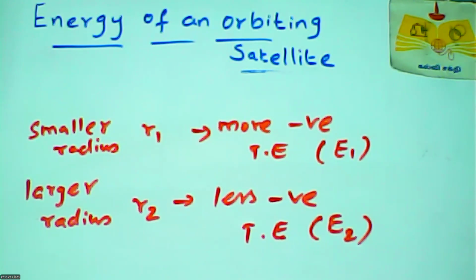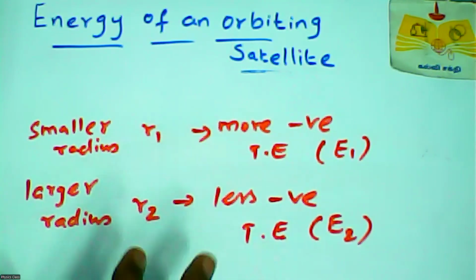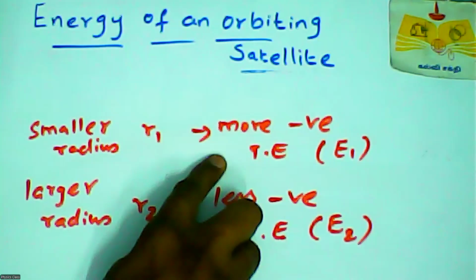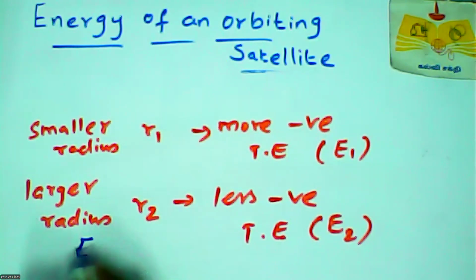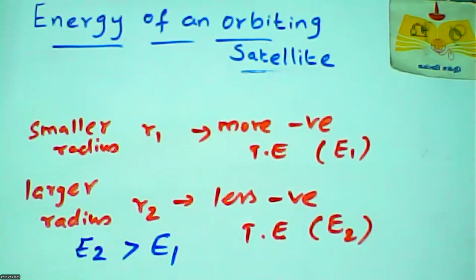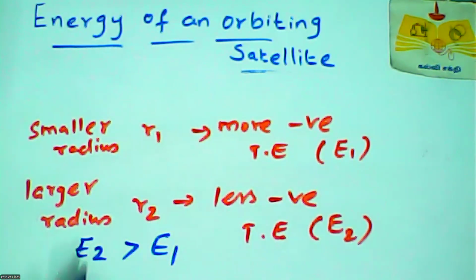R1, smaller radius, leads to more negative. Larger radius leads to less negative, that is, the value is greater. But with the negative sign, it is denoted as less negative total energy. So the satellite in the higher orbit, 1500 kilometer, has a greater, that is less negative, total energy than the satellite in the lower orbit, 500 kilometer. So E2 is greater than E1 in terms of value.